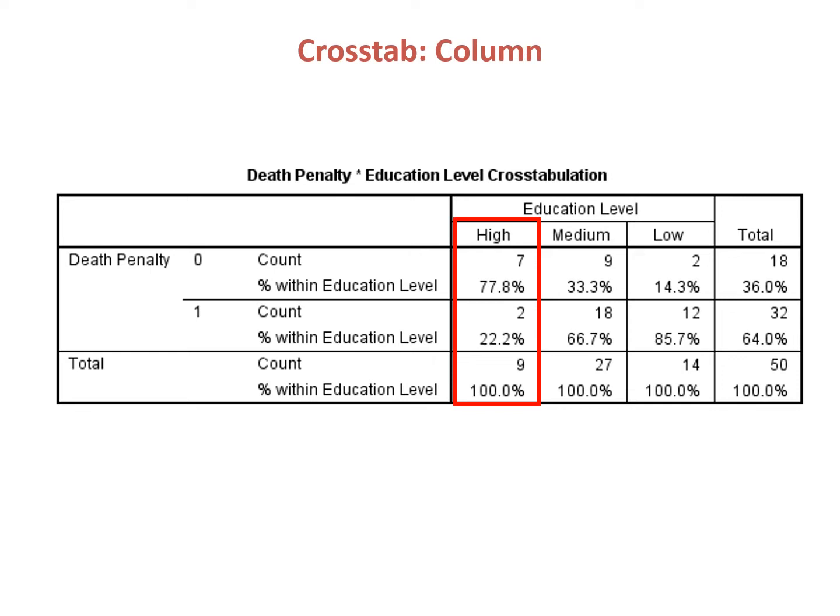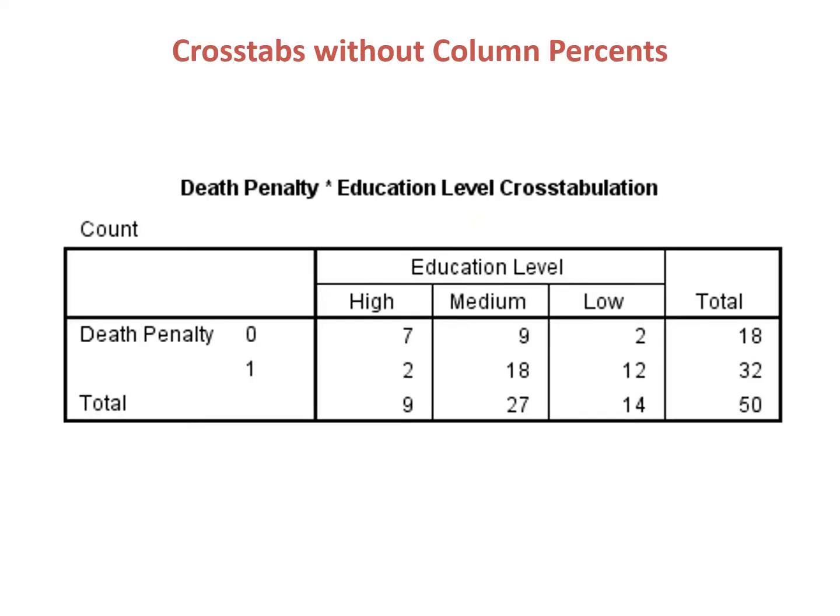Each cell includes the number of observations in the cells and the column percent. Within each column, the percent totals 100%. For example, there are 9 states rated high on education, and they account for 100% of the high group. Only 2 of these states, or 22%, have the death penalty. We want the column percents.